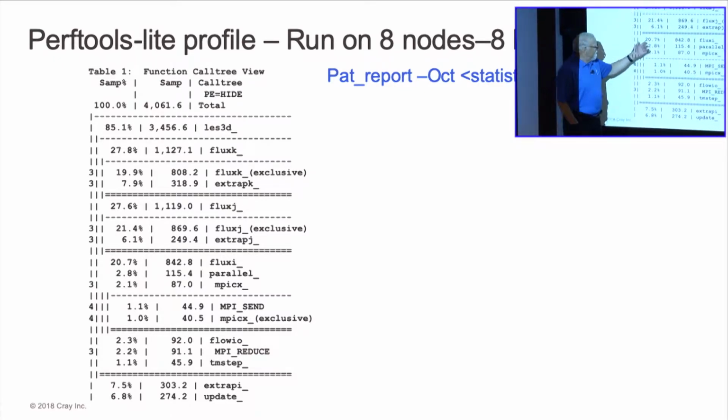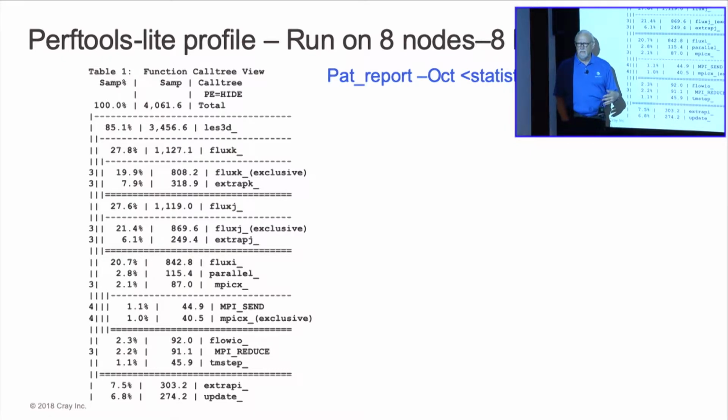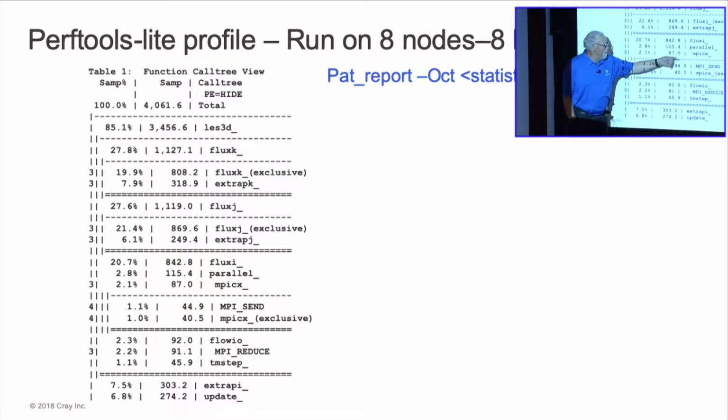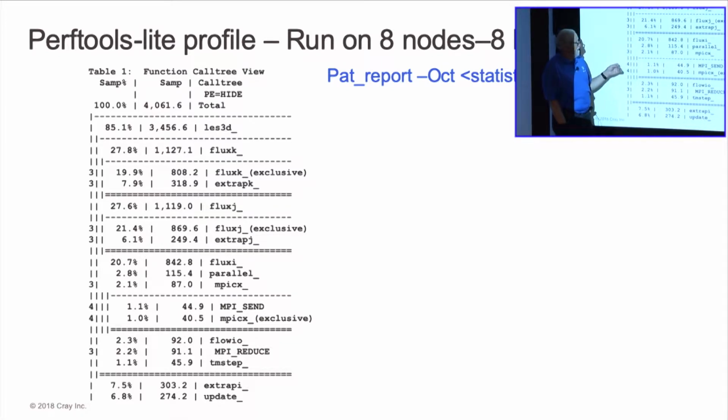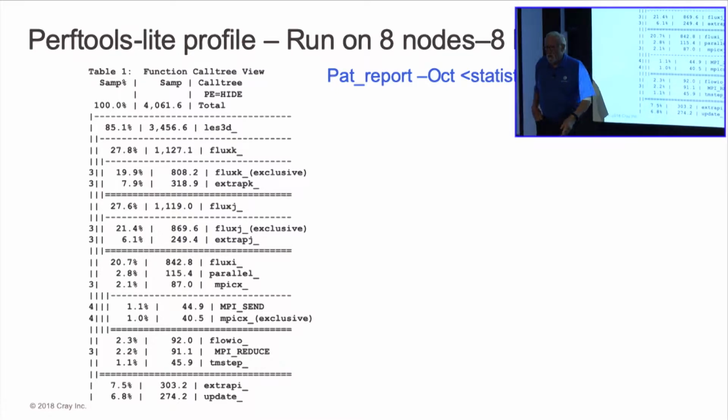You come down, you can see where the MPI is. Flux I parallel is actually called from les3d, and that calls MPI CX, which calls MPI send and MPI CX exclusive. So this is the nesting level of the call tree.